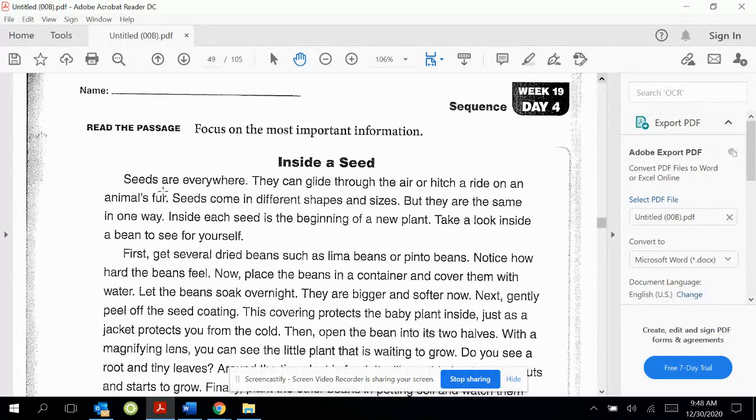Inside a seed. Seeds are everywhere. They can glide through the air or hitch a ride on an animal's fur. Seeds come in different shapes and sizes, but they are the same in one way. Inside each seed is the beginning of a new plant. Take a look inside a bean to see for yourself.